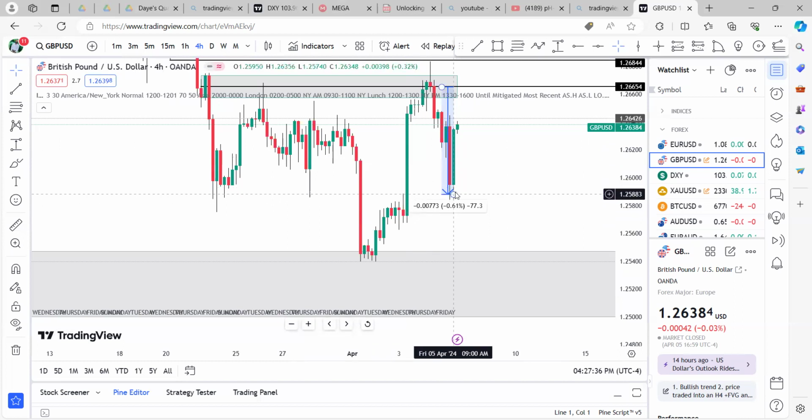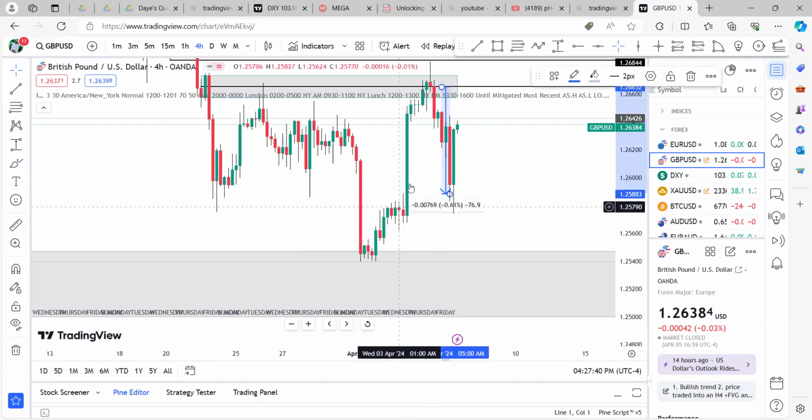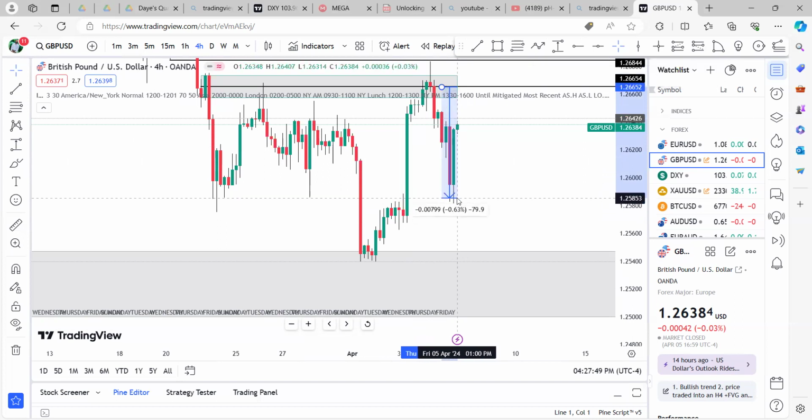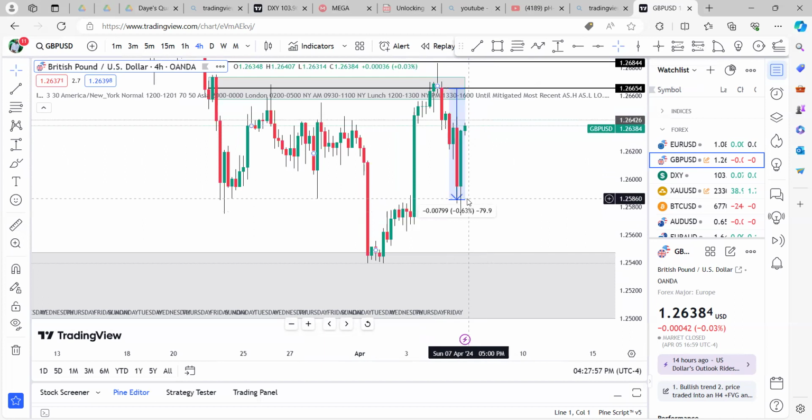So I would have taken the partials here because as soon as price is able to fill this void, we call it void, there will be a possible reaction where price can react by trading higher. So this place would have been a perfect place to pick partials. And that would have been 70, close to 80 pips.